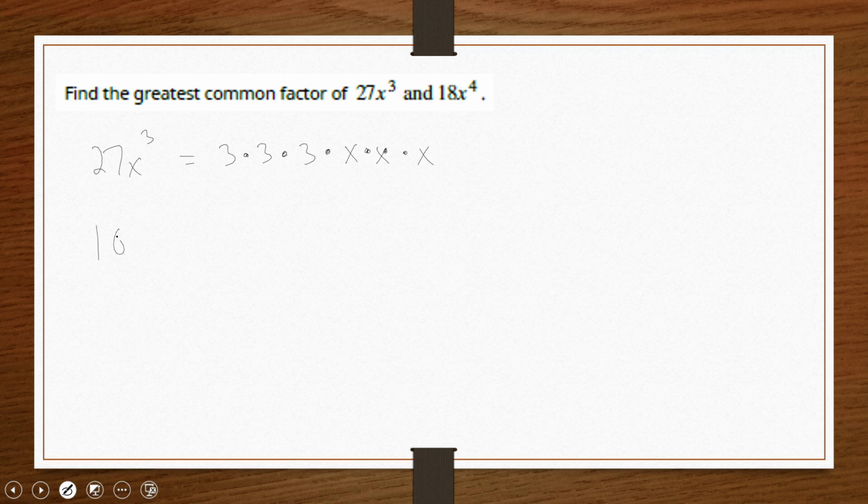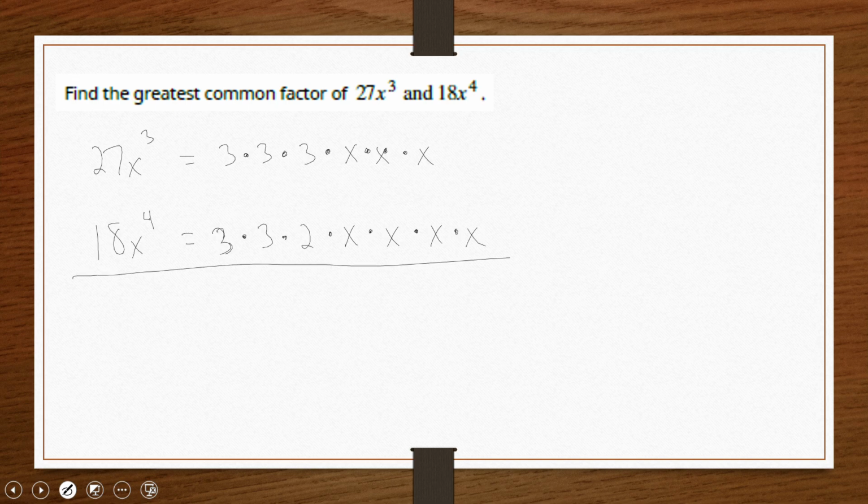And we can repeat this process for 18x to the fourth. 18 could be something like 9 times 2, where we replace 9 with our pair of 3's. So there's the coefficient broken down to its primes. And again, I've got 4 x's needing to be multiplied for my expanded form of x to the fourth.